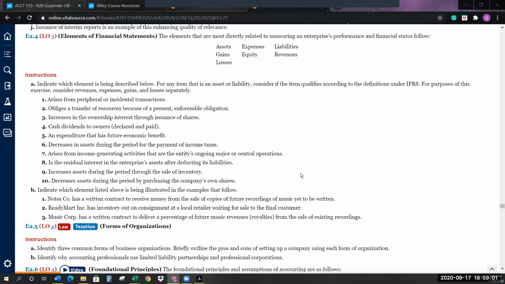So the last thing here is the Music Corp has written a contract to deliver a percentage of future music revenues or royalties from the sales of existing recordings. Liability. So this is a liability, okay? What kind of liability? Long-term, short-term? It seems long-term. To deliver a percentage of future music sales royalty from the sales of existing recordings. The recording is existing. So it'd be short term because it's already there.